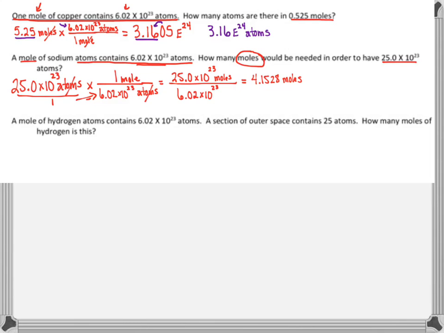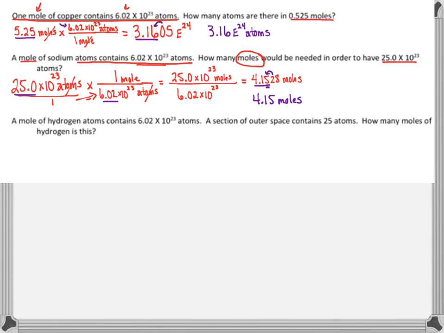Now again, I want to look at my significant figures. Here I have 3 significant figures, 3 significant figures. So I want my answer to have 3 significant figures. Here's my 3 significant figures. Here's my doubtful digit. My 2 does not affect my 5, so it'll remain as 4.15 moles.